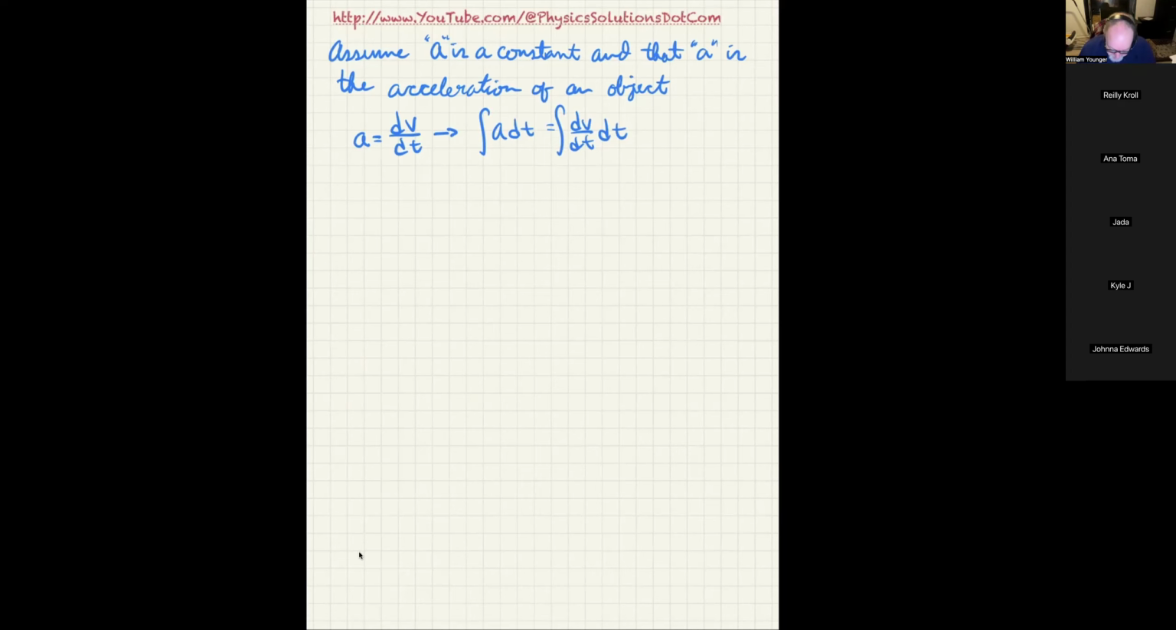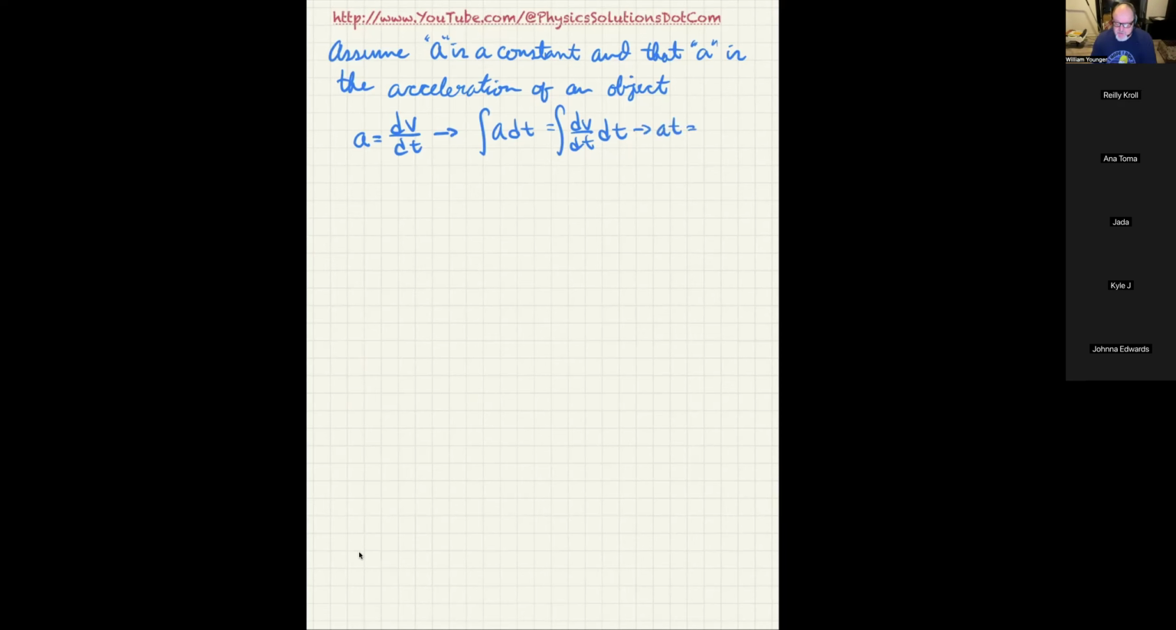Now, I'm taking two indefinite integrals, so I get two constants. But when I'm all done with that, I can put all the constants on one side and just have one new constant. So that's what I'm going to do. I'm just going to act like there's one constant and realize that takes care of everything. The integral of a dt is just a times t. So I'm going to get a times t for the left-hand side.